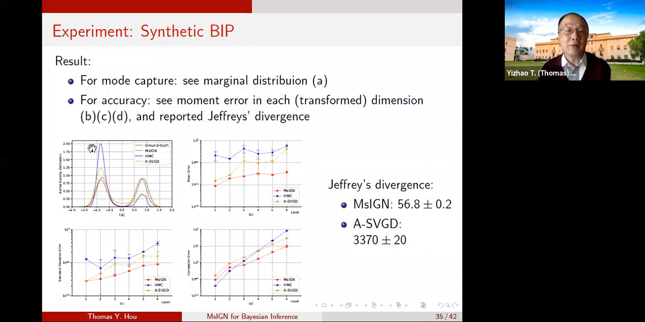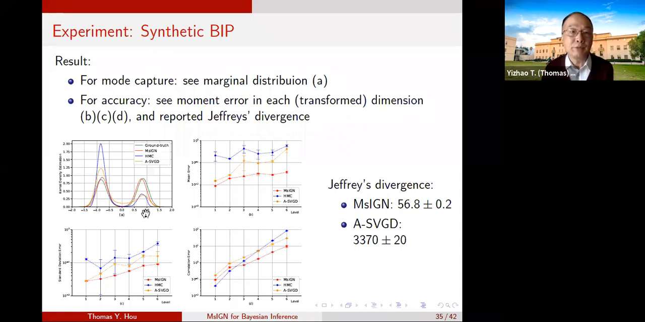So you can see that our method indeed captures the multiple modes. The ground truth is given by the green color, right? And then the red line is our multi-scale invertible generative network. The green and the red look almost the same. And then the Hamiltonian Monte Carlo is the blue line. We use that as a benchmark for the groundwater case where we don't have the ground truth.